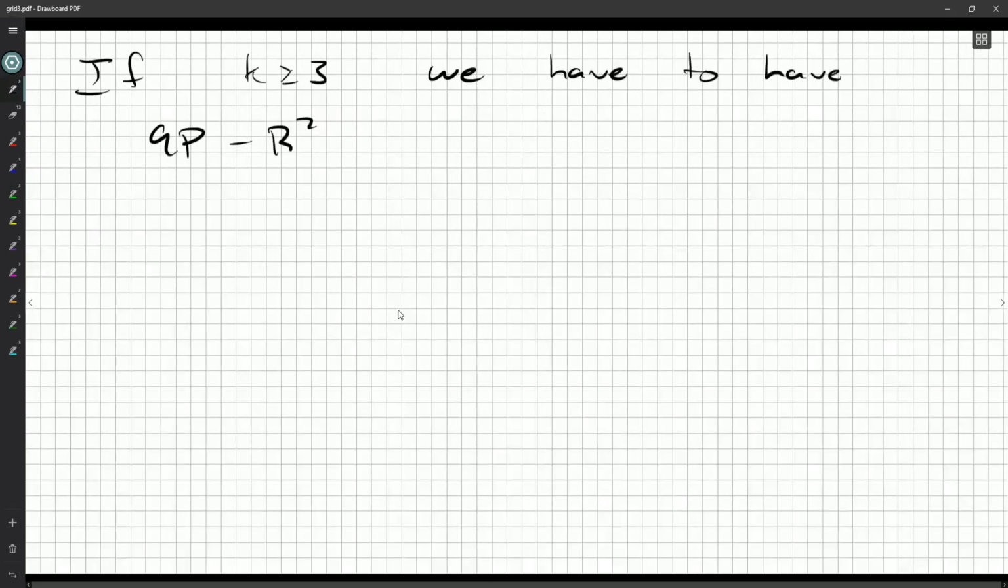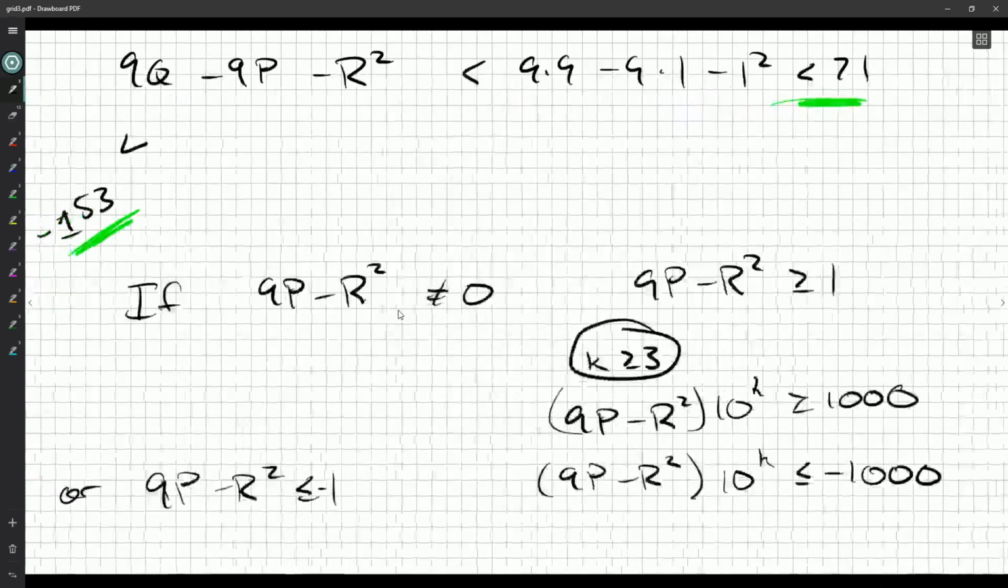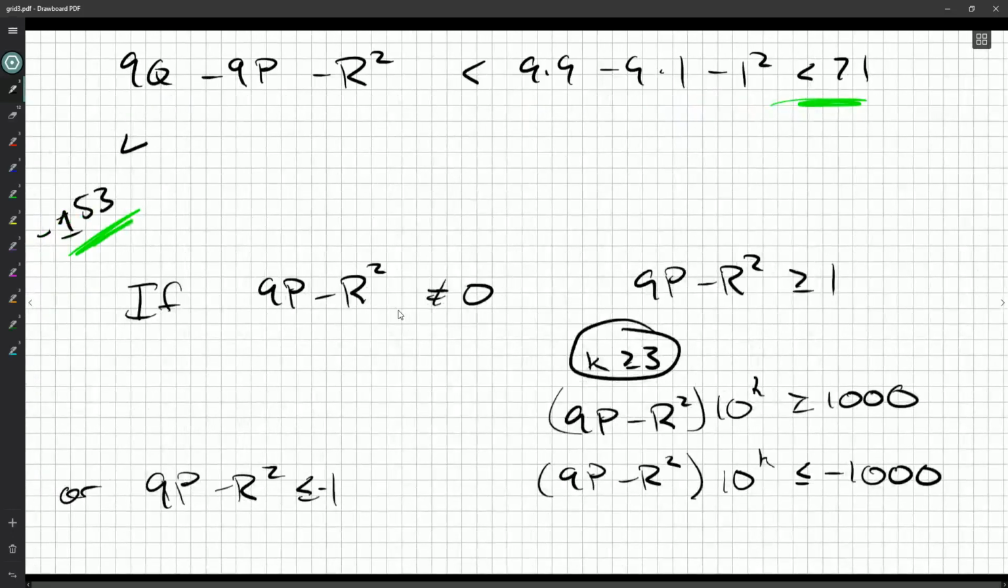9p minus r squared equal to 0. If not, it's too big and the powers of 10 sort of screw things up. And that's really nice because oftentimes I've found the more recent trend is that you have a lot of casework when you're doing things like the last Cayley or the last couple Fermat questions. And even Euclid questions are starting to get infected by this. Well, infected is kind of a mean term. If you like casework, that's fine.